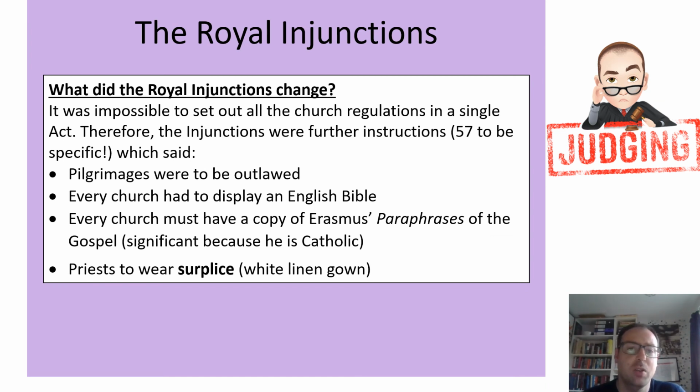The final part of the settlement is the royal injunctions, and these changed a number of things. They set out church regulations; injunctions were instructions about what should be done. There were 57 to be specific, and they did various things: pilgrimages were outlawed, every church had to display an English Bible, and every church had to have a copy of Erasmus's paraphrases of the Gospels, which is quite significant because we met Erasmus earlier, going all the way back to the reign of Henry VII. He is a humanist, but essentially he is Catholic, so we're not seeing a complete break from the old ideas. Priests had to wear a surplice, which was a plain white linen gown, and there are other vestments involved, and we will see later, in other videos I'll do on Elizabeth, the Vestiarian controversy. So there is some stuff that is still going to be slightly controversial about all of this.